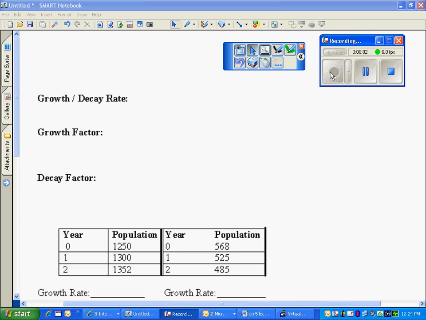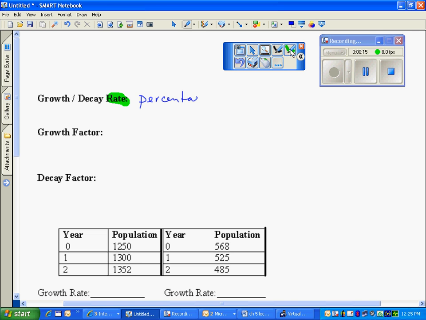Growth and decay rates are percentages. Just as if you were at the bank, your money grows at a particular rate or a percentage. So when we look at rates, we want to think of them as percentages. And when we have growth, the percentage is positive, and when we have decay, this rate or percentage is negative.